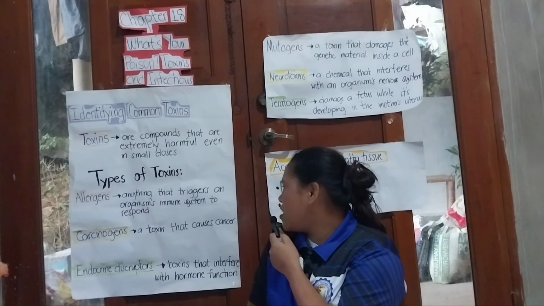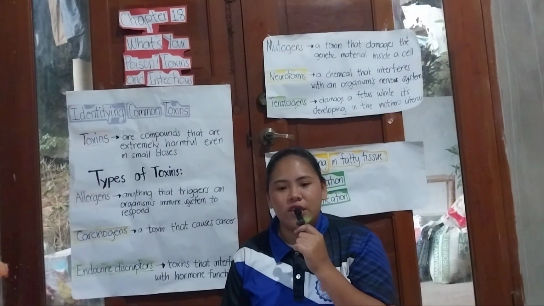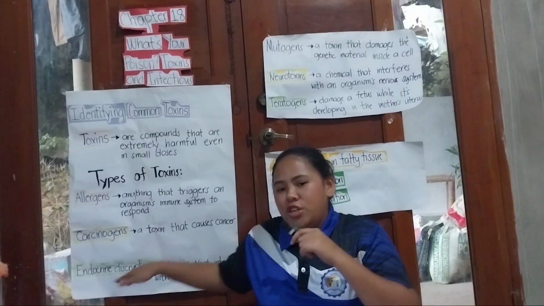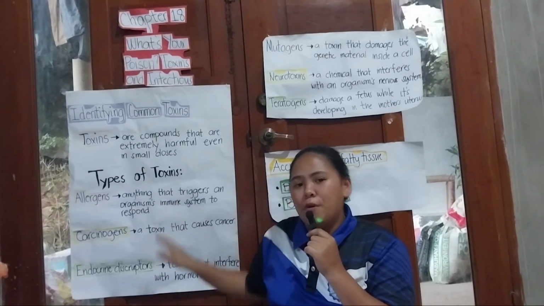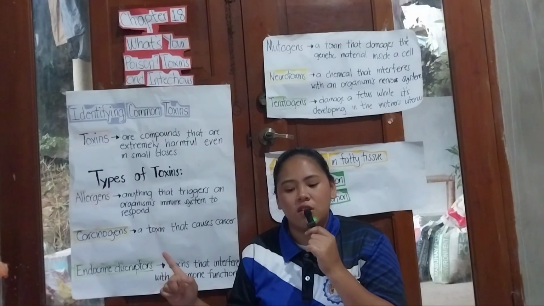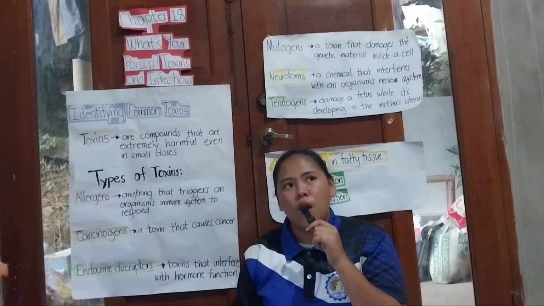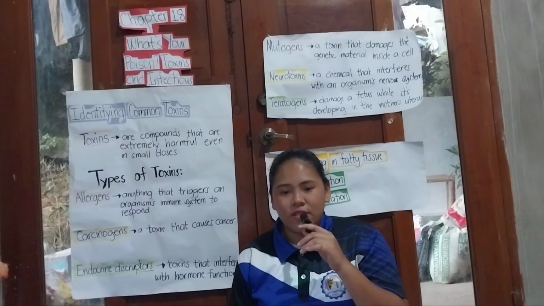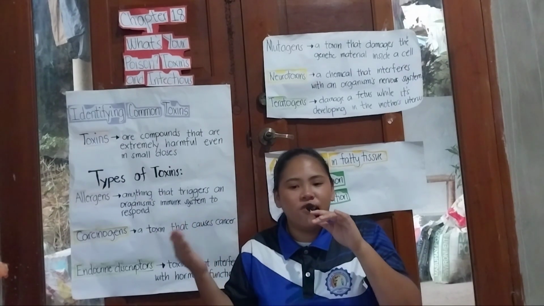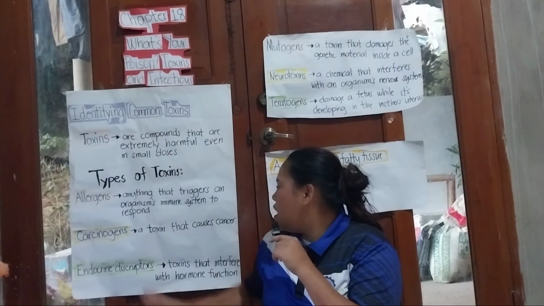So there are common types of toxins, and we start with the allergens. Allergens are anything that triggers an organism's immune system to respond. Allergens trigger the immune system to react strongly. The allergen itself may be poisonous, but the body's reaction can be dangerous. For example, a person who has allergies to peanuts or bee stings may experience swelling of their throat, making it difficult for them to breathe, which can lead to death. So that's an example of allergens.